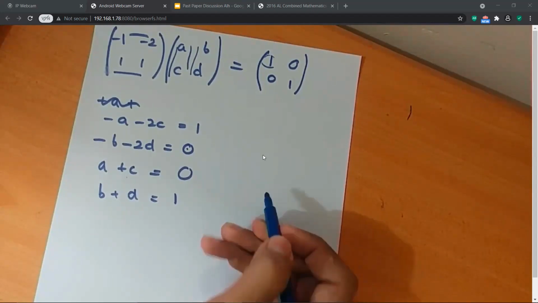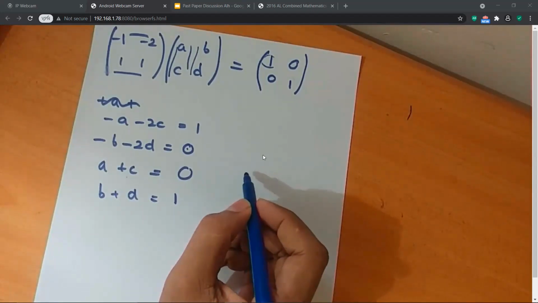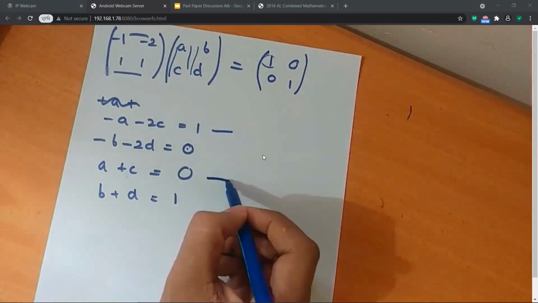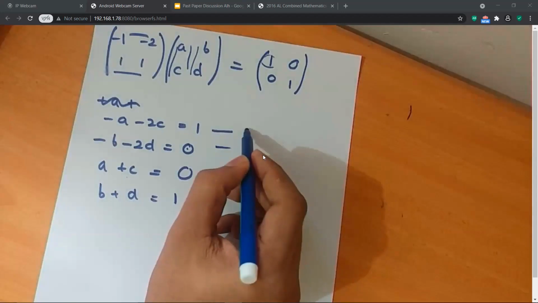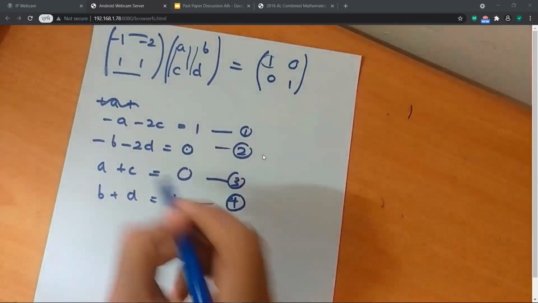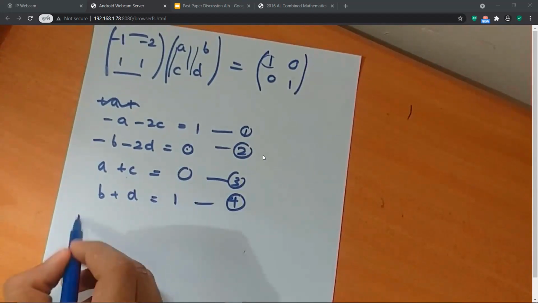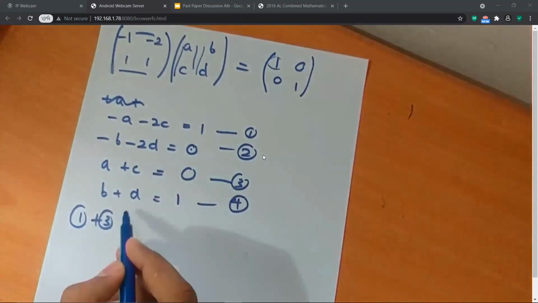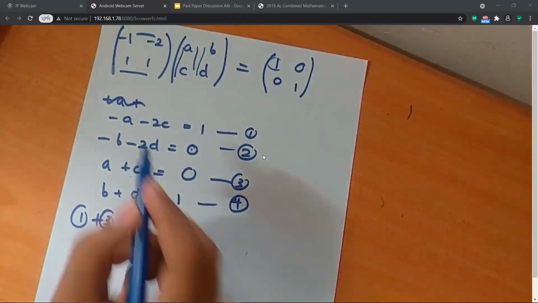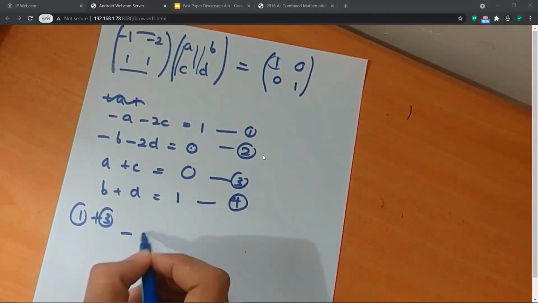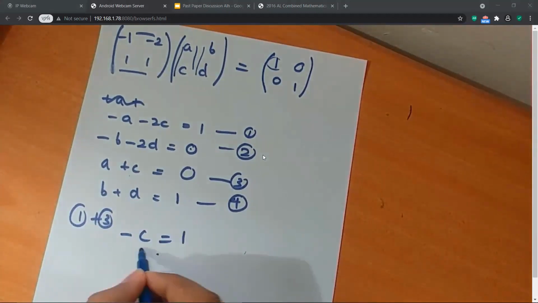So how do you simplify? You can see here A and C, A and C, B and D, B and D. So we can use these equations to get the answer. If you add 1 and 3, you can cancel A off and get the value of C. So that will give you minus A plus C cancels off, 2C plus C, minus 2C plus C, minus C is equal to 1. This means C is equal to -1.